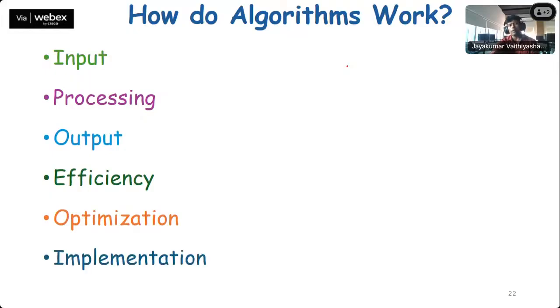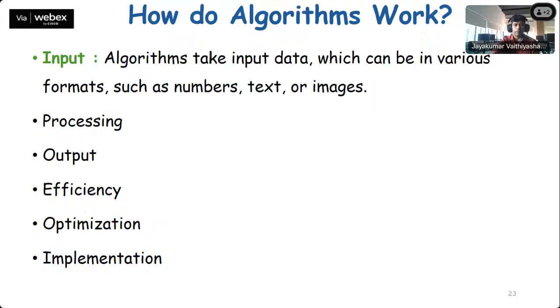Right. Finally, we are about to implement. Once you have an optimized solution, you can go for implementation. Then only your business will survive. Okay. The input: the algorithm will take input in various forms. It could be numbers, it could be text, it could be images, it could be any format.